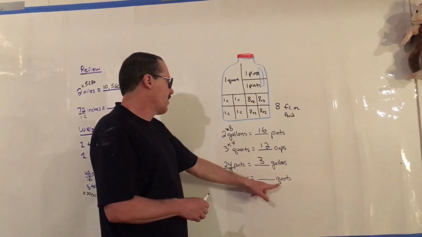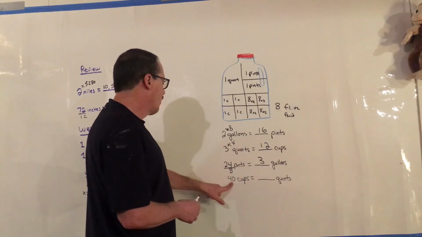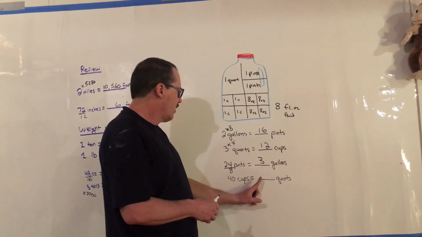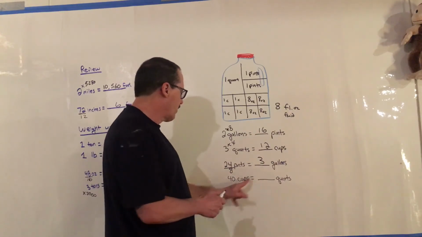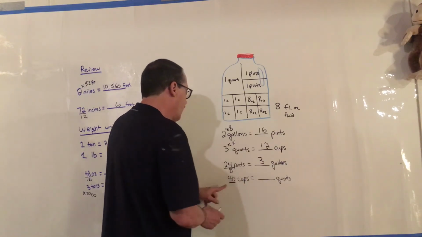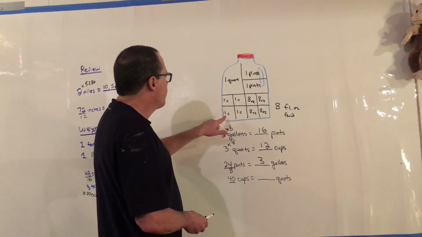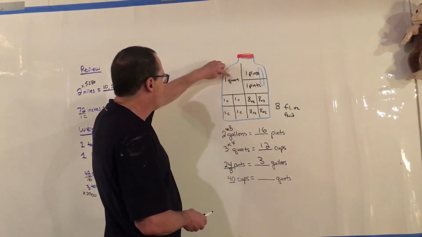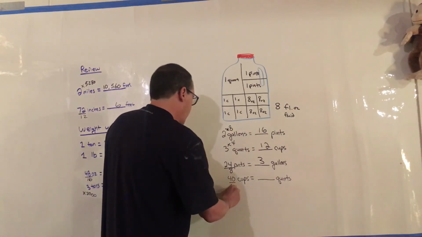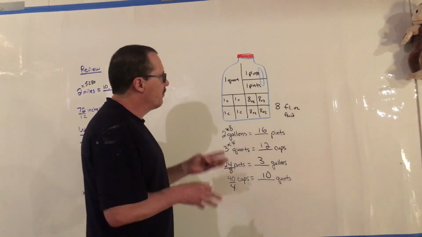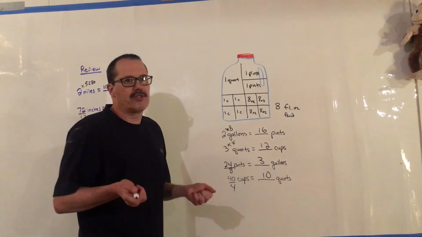Okay, 40 cups equals how many quarts? Okay, so what I want to do is I think quarts is bigger than cups, a bigger unit. So I want a smaller number, which means I'm going to divide again. I need to find out how many cups it takes to make a quart. Well, if you look at the picture here, it says 4 cups is the same thing as a quart. So I'm going to divide by 4, and that will give me 10 quarts. So going back and forth, the picture should help you out.